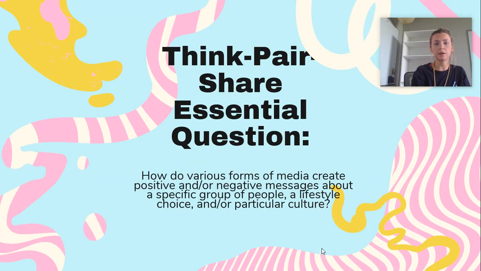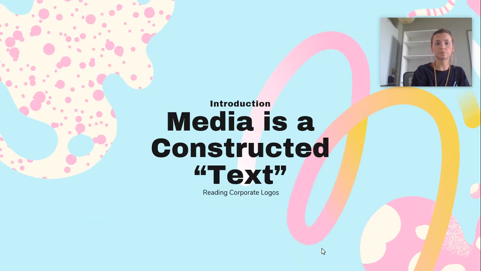So they'll start with a think, pair, share activity, answering this essential question: how do various forms of media create positive and or negative messages about a specific group of people, a lifestyle choice, and or a particular culture? So students should have a basic understanding of connotation and denotation, so they should use their connotative skills here in order to answer the positive versus negative effects, but we'll readdress this essential question at the end.